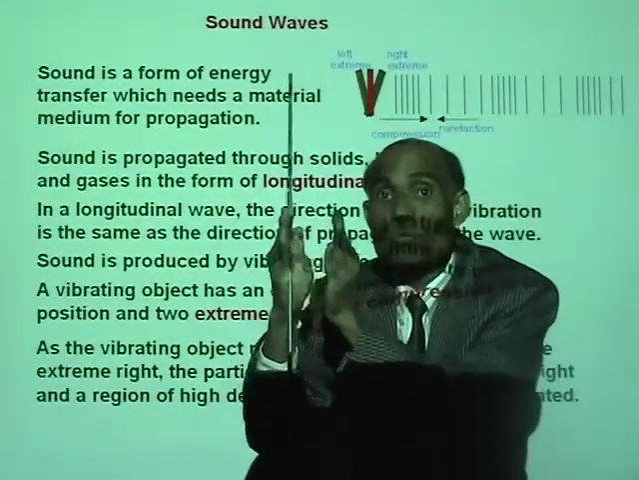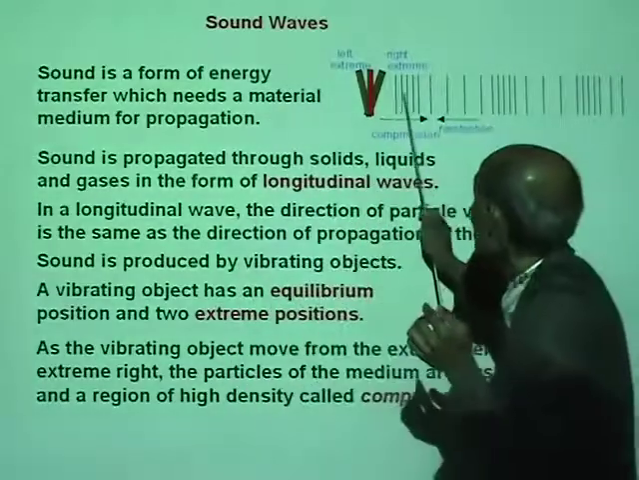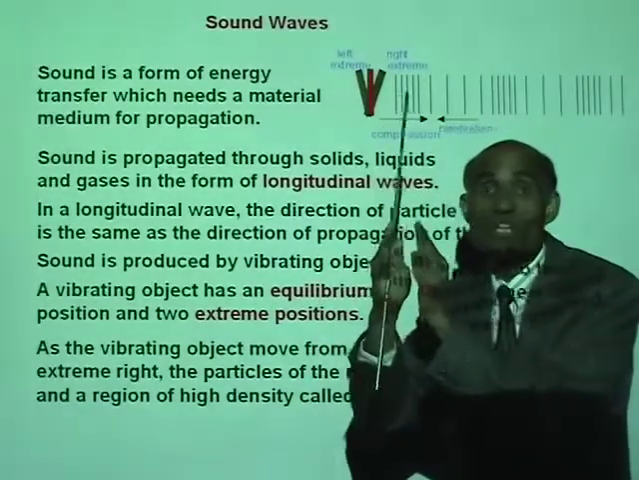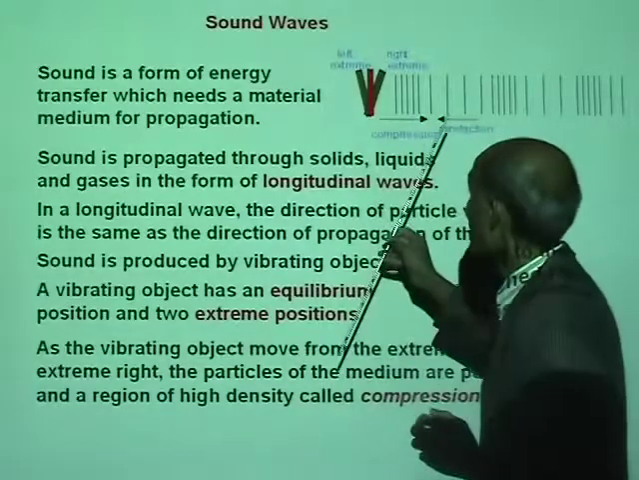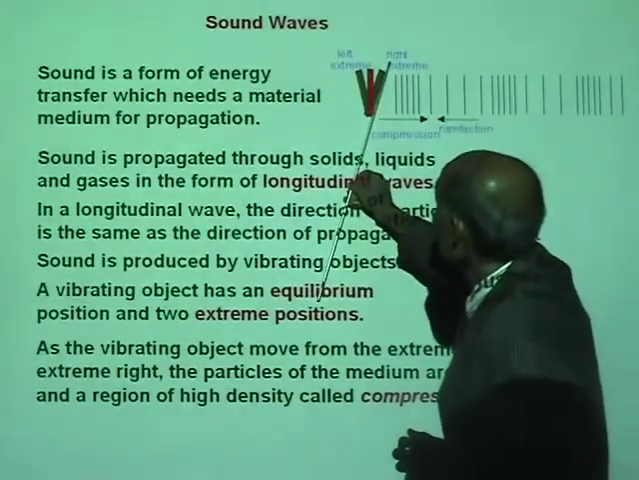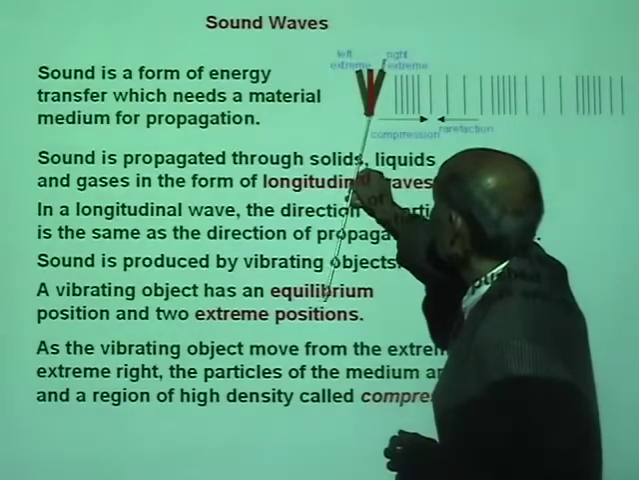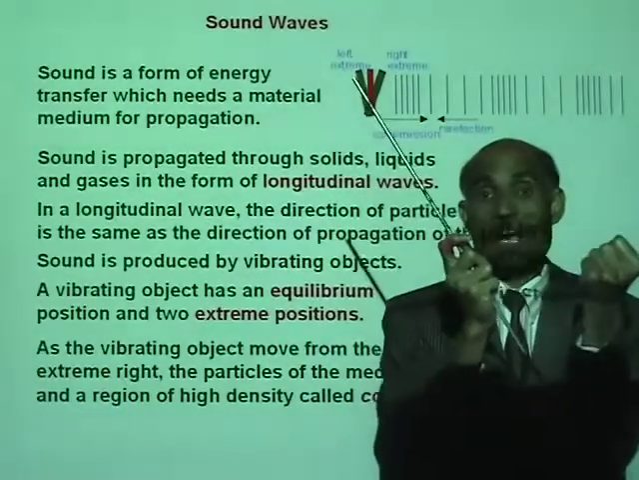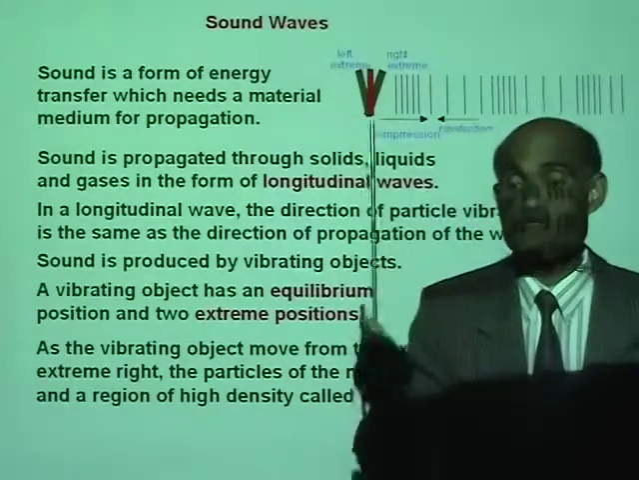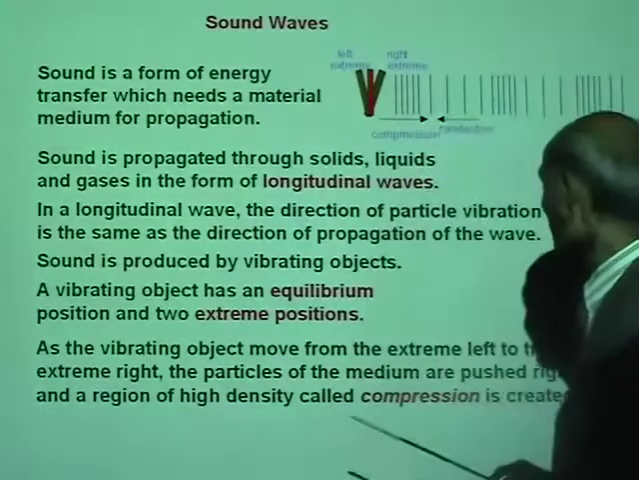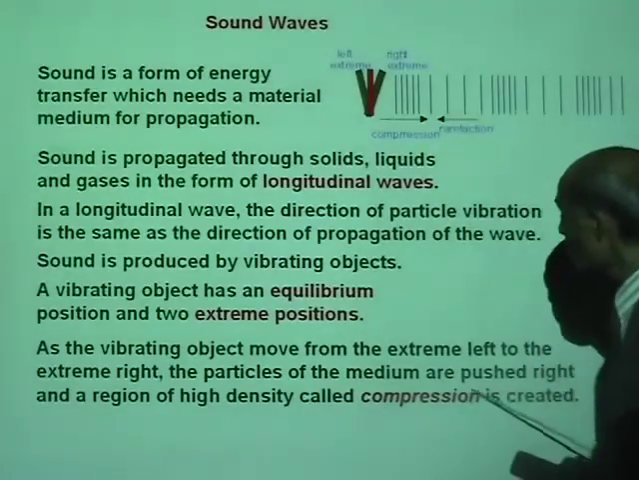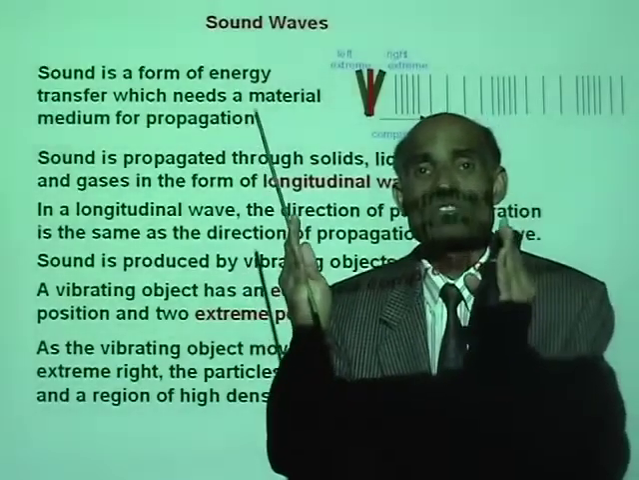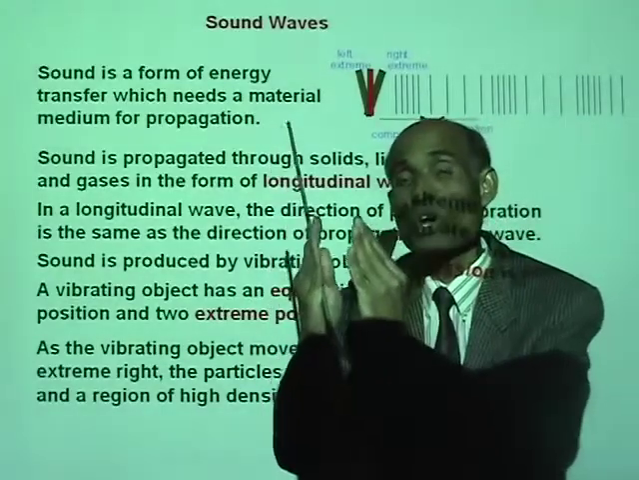They form a region of compression. You see this one? Particles are all pushed together. They are in a region of compression. And when the vibrating object moves back from right to left, the particles are pulled back into that space. And that is a region of rarefaction. So what is a region of compression? A region of compression is a region where particles are closer together.